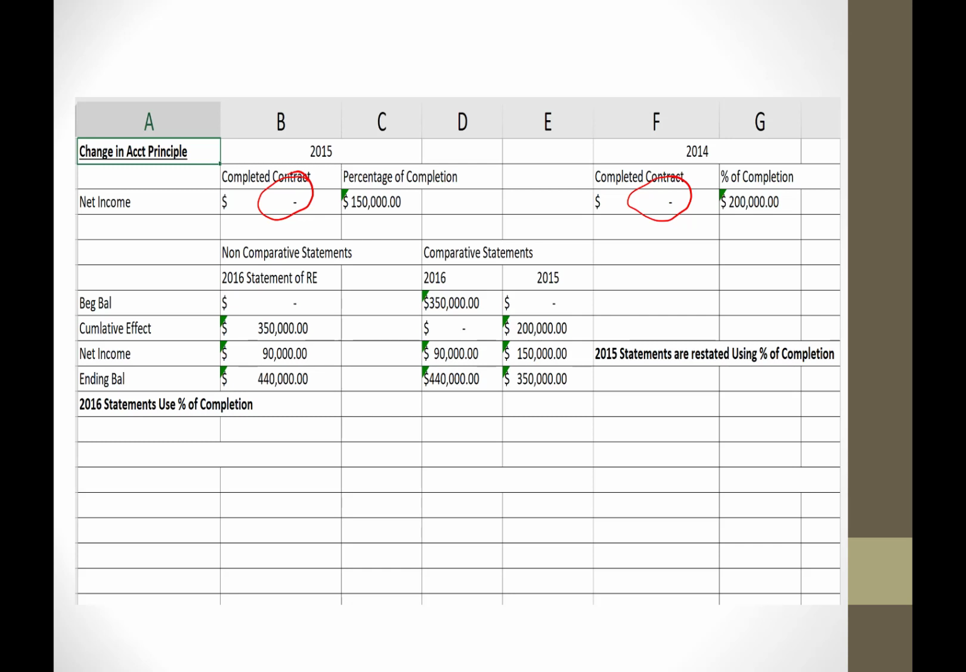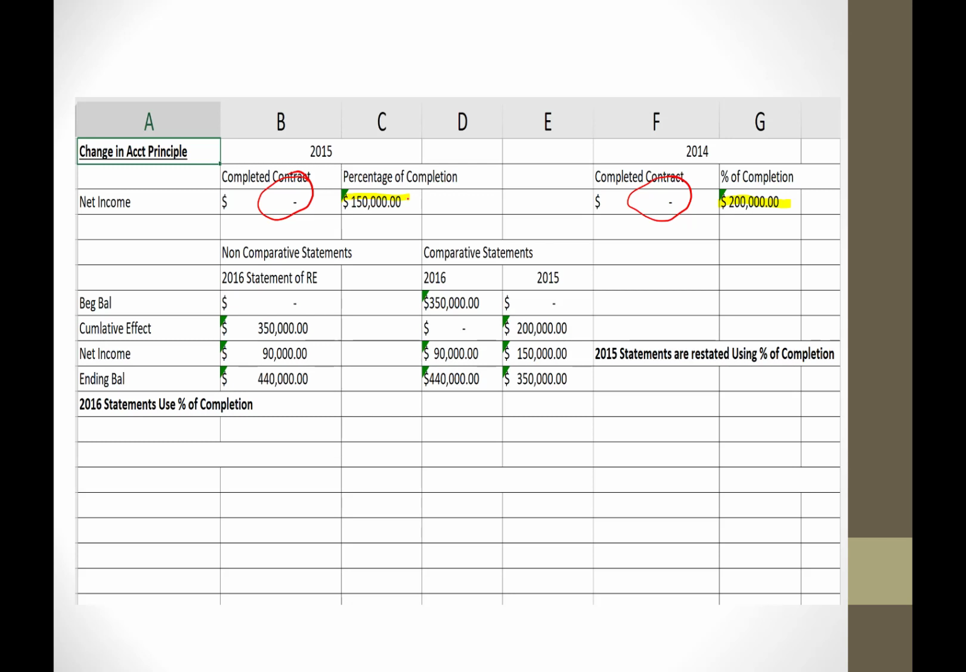Okay? So when they do that, they look and they say, okay, we would have had net income of $200,000 in 2014 if we used percentage of completion, and then in 2015 we would have had $150,000 of net income if we had used percentage of completion, right? So we have to restate the beginning balance of retained earnings of the earliest period presented, don't we? Okay. Now, if we were preparing non-comparative statements, the only period we would be showing would be what? 2016, right? It would just sit there by itself. So the earliest and only period presented is 2016, isn't it?